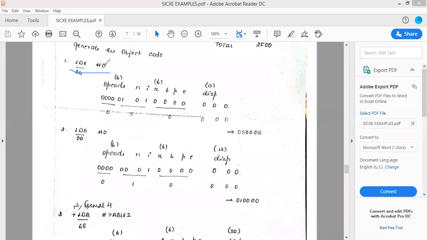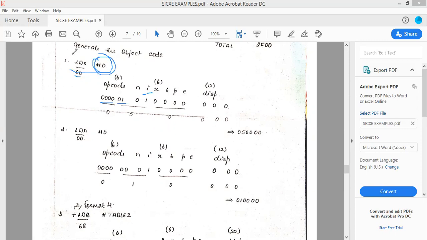LDX #0. The opcodes are given to you: LDX has opcode 04, so we have written 0 and 4 here. Now what about #0? You know that hash is immediate addressing, so I has to be set to 1. X is 0 because there is no index addressing. B and P are set to 0. Why? Because this is immediate addressing, so you don't need relative addressing.